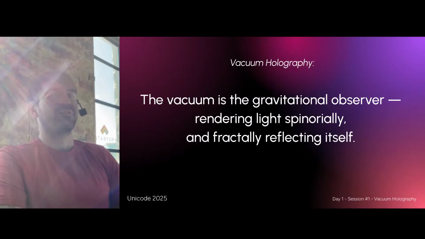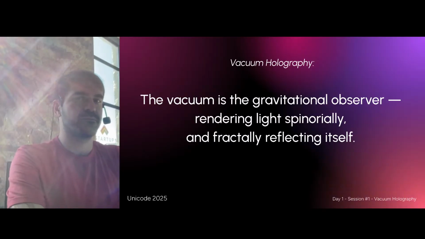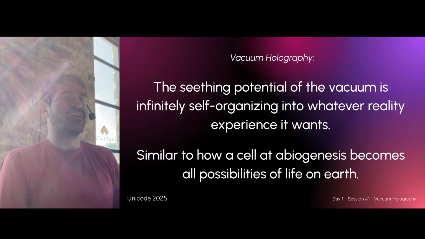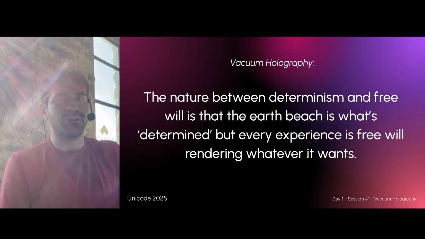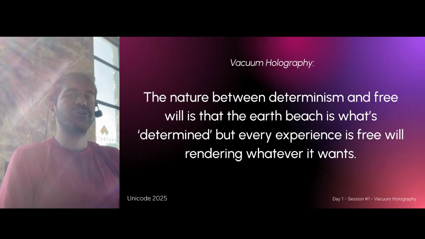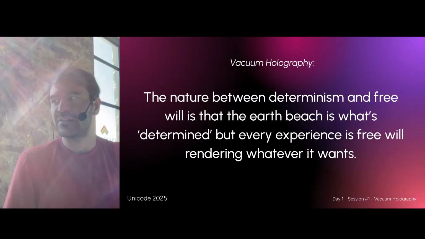So the vacuum is the gravitational observer rendering light spinorially and fractally reflecting itself. The seething potential of the vacuum is infinitely self-organizing into whatever reality experience it wants, similar to how a cell at abiogenesis becomes all possibilities of life on Earth. I'll get to that visual in a sec, the abiogenesis fractal eye one. The nature between determinism and free will is that the Earth beach is what's determined, but every experience is free will rendering whatever it wants. And we talked about this already at length in the earlier visuals.